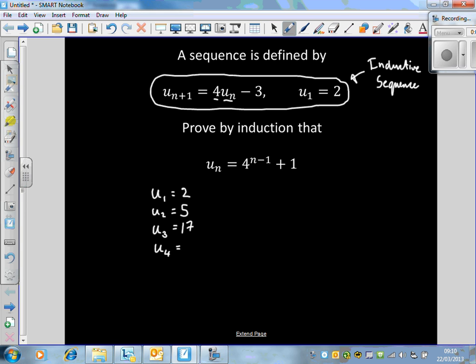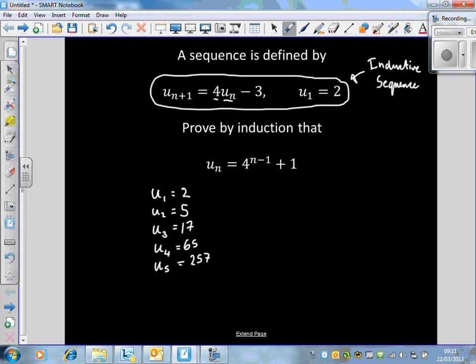U4, Regan? 4 lots of 17, 68 minus 3, 65, good. And we're not going to go much further. U5 is the last one. Go on, Sam. 4 lots of 65 is 260, minus 3 is 257. This sequence appears to be getting big very quickly.